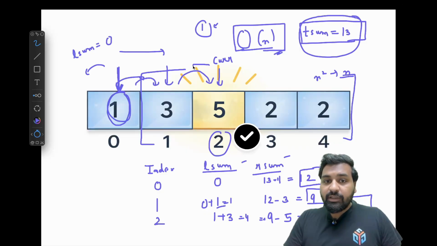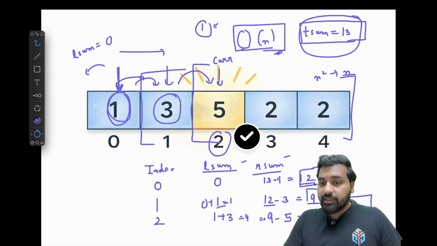So if I want the sum from 5 to 2, we just have to remove 3 from it. So this is what I did. It was already 12. I removed 3 from it and it became 9, right? So now we know the right sum of 3. And the left sum of 3, we added the previous element into this left sum, which is 1.